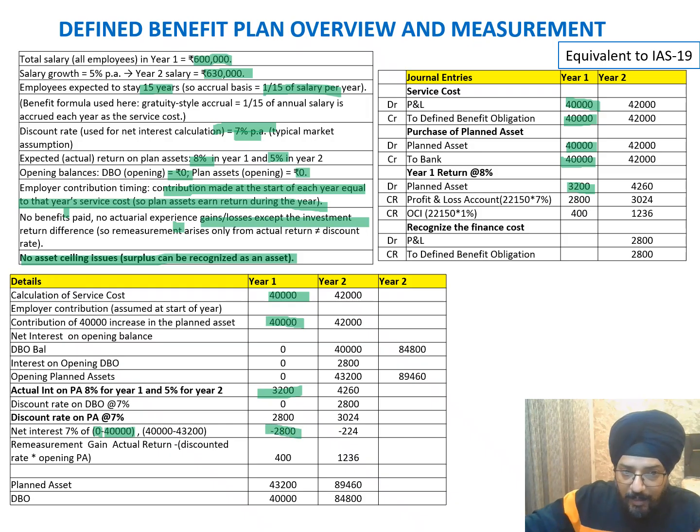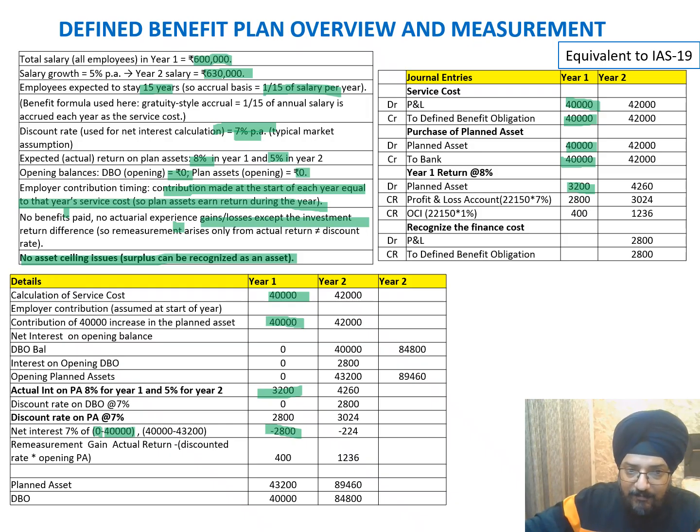Our discount rate is 7% on my obligation. My obligation was 40,000. On the 40,000, I have to discount it because I have to make sure that I pay this liability in the next 15 years. So my discounting will happen on this 40,000 because it has a present value associated with it. We have to inflate it to make sure that the amount we need to pay at the end of the 15 years gets compensated. So there's a finance cost attached to it, to the extent of 2,800.